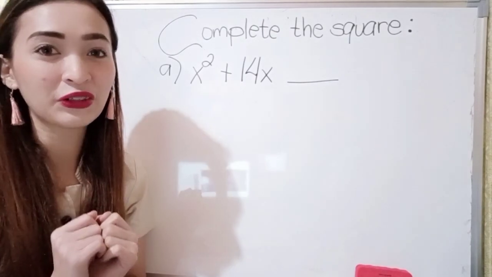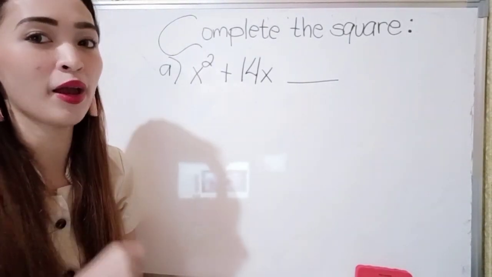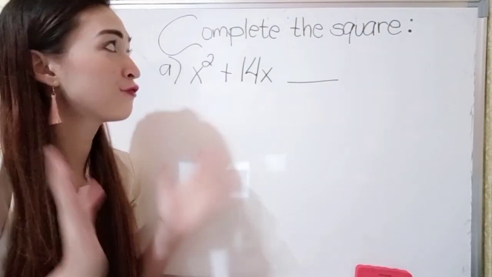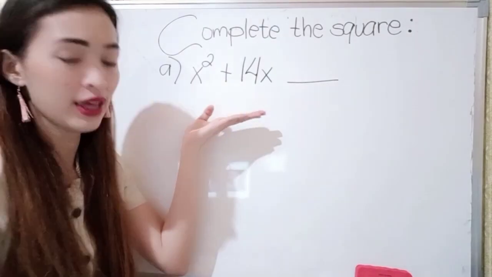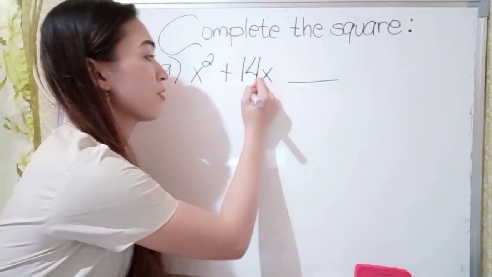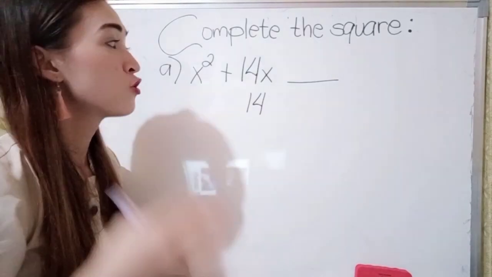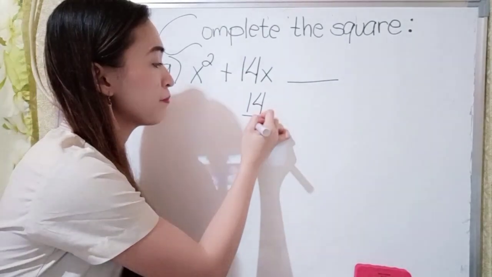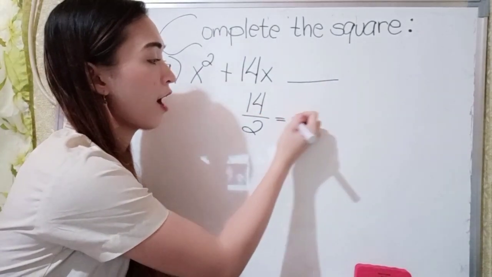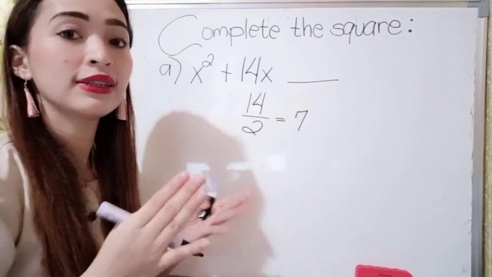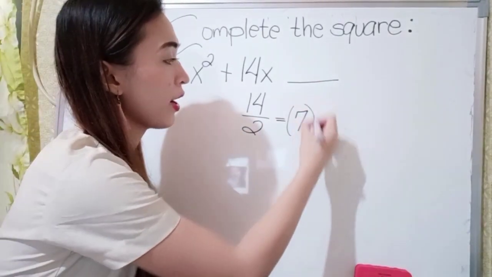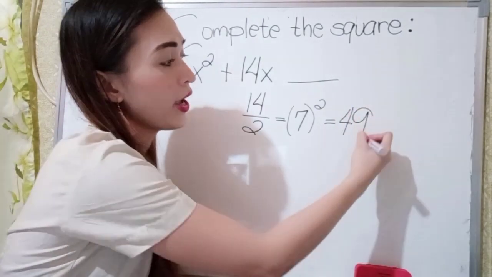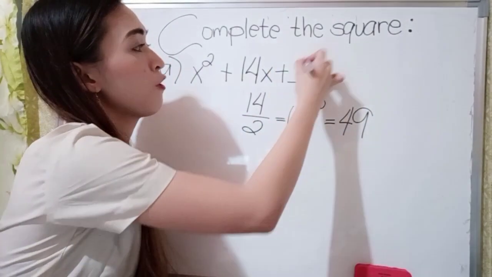For example, we have number 1, x squared plus 14x. Now, to complete the square, first find b. So, what is b in our equation? Our b is 14. Let's divide it by 2. 14 divided by 2 is 7. Now, let's square it. 7 squared is equal to 49. That's why our answer is plus 49.